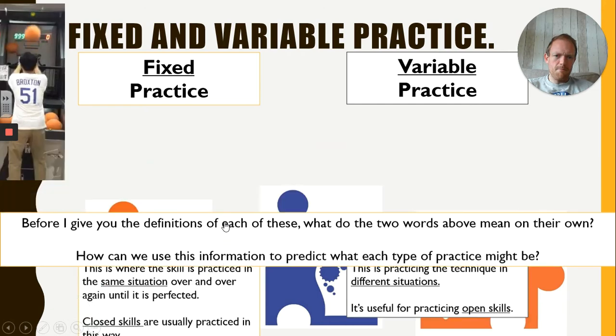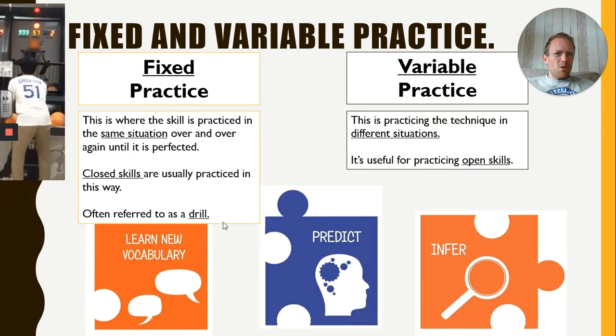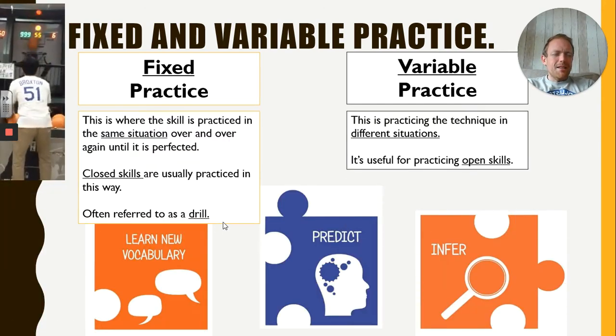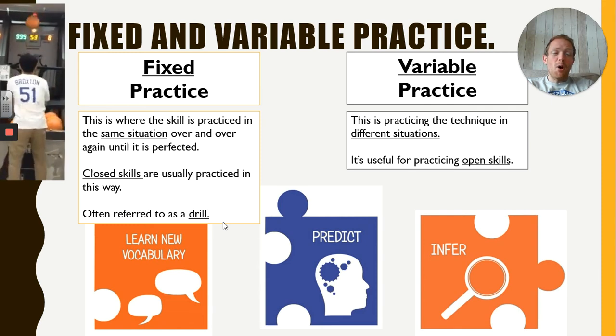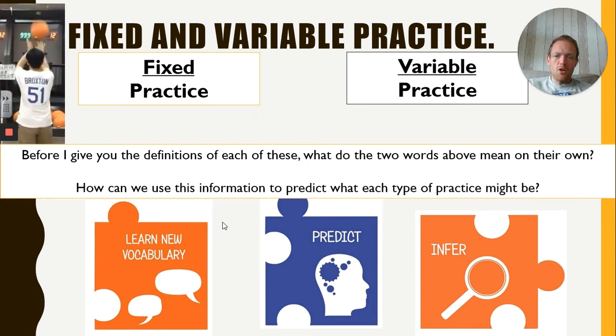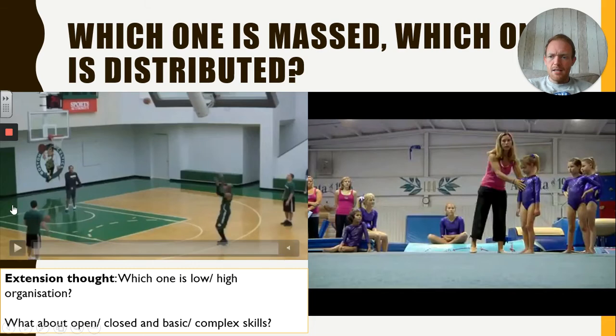Okay. But a variable practice is more where maybe an opponent would come in. So his teammate here would come in and try to put him off, maybe to send him a different way, so he's got to shoot from somewhere else. And that's where it becomes more open, because his opponent is telling him where he needs to go.